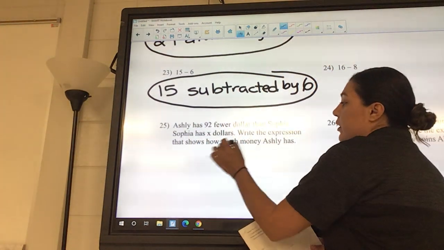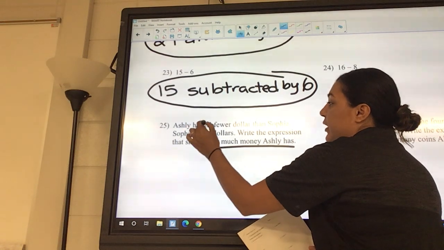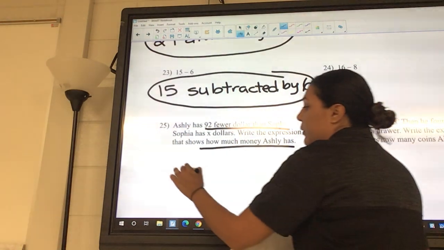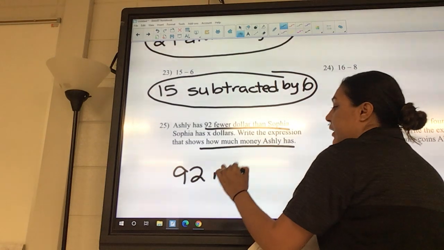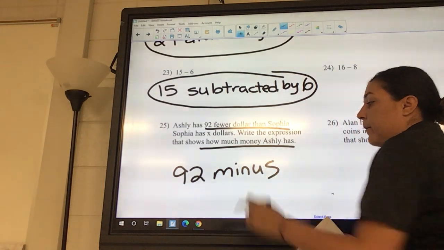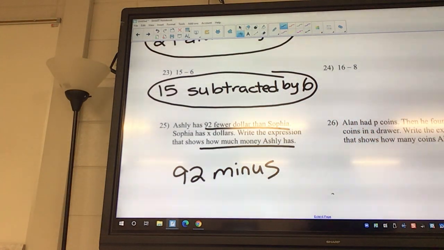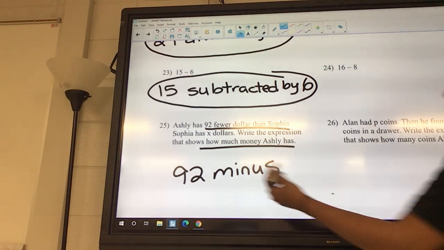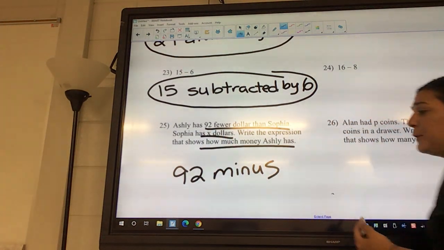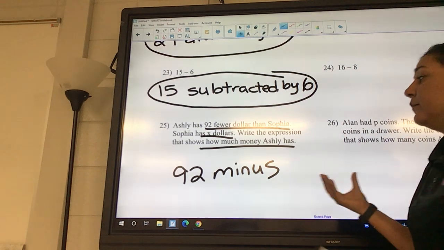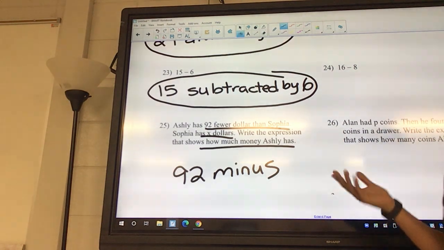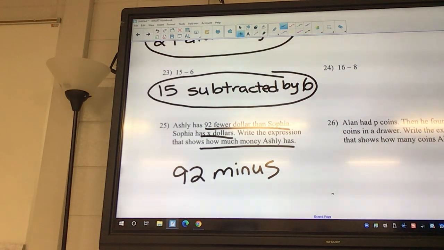It wants to know how much money Ashley has. We know Ashley has 92 fewer dollars than Sophia. So we can say 92 minus what? X. Yeah, you can put X, because Sophia has X dollars. If you're really confused, you can put minus Sophia's money or something like that.